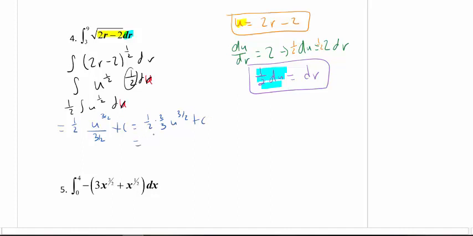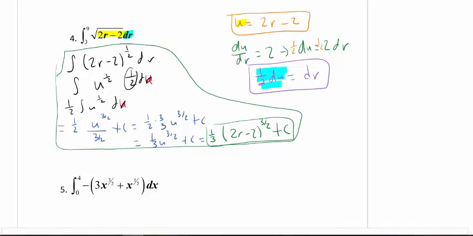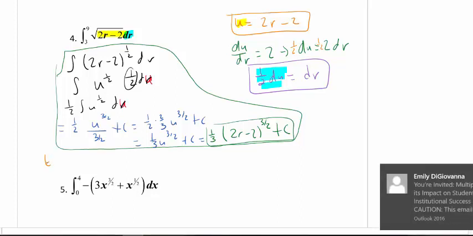That's going to give me a 1/3 u to the 3/2 plus c. And now I'm going to resubstitute in. So I have a 1/3 (2r minus 2) to the 3/2 plus c. That's my indefinite integral. So I did this piece here with the substitution, but I found actually again what the antiderivative is. So now I'm going to evaluate.